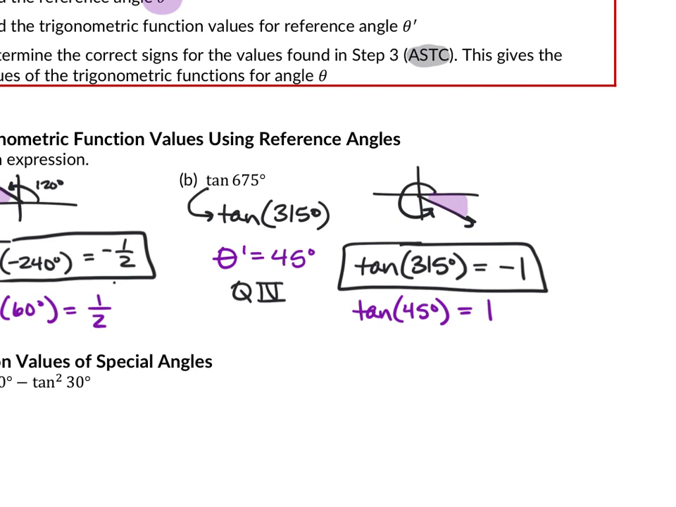What if we do 675? It would be the same. So if you had a calculator and you did this, and you put tangent of 675, tangent of 315, you would get the same number, because they're coterminal. They end at the same place.